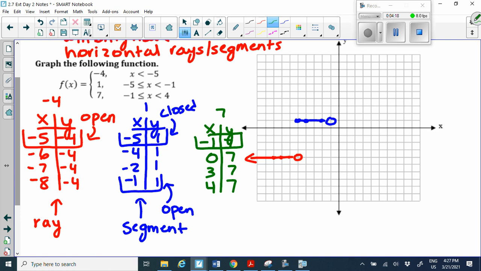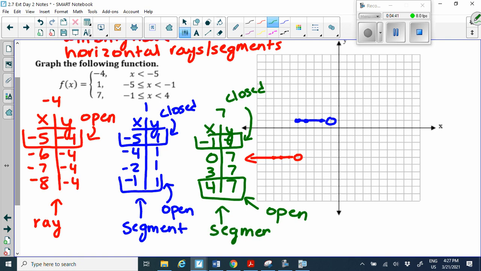For my first point of -1, 7, notice that on the inequality, there is an equal bar, so it is going to be closed. However, on my second starting point, because that does not have an equal bar on the 4, it's going to be open. And since I have two parts to my restriction, it is going to be a segment.